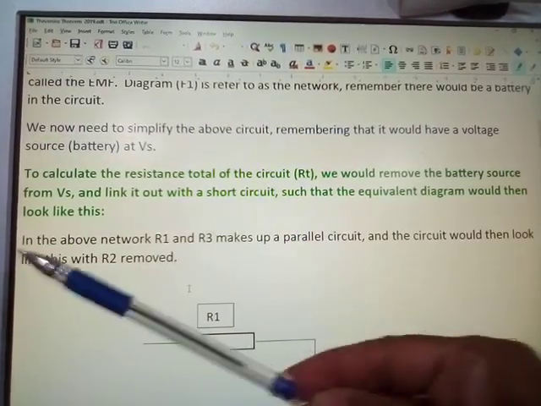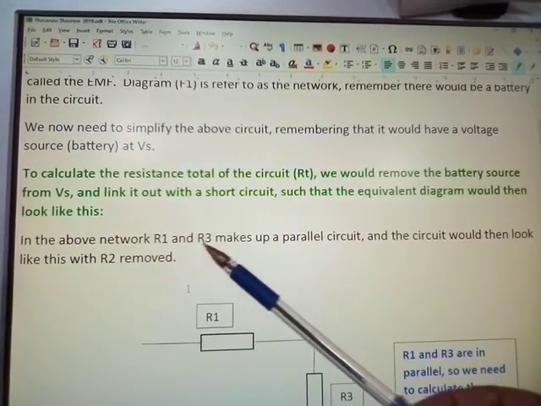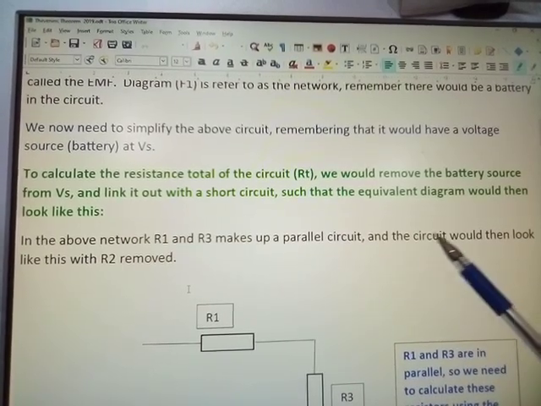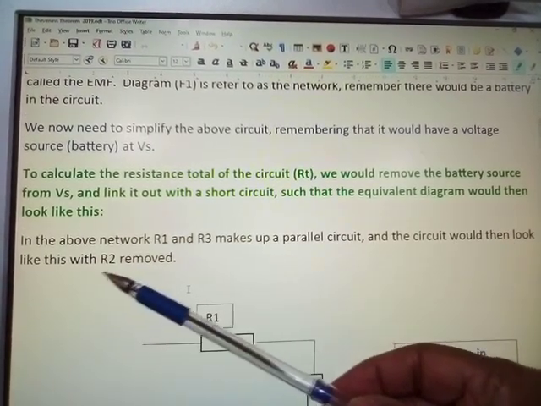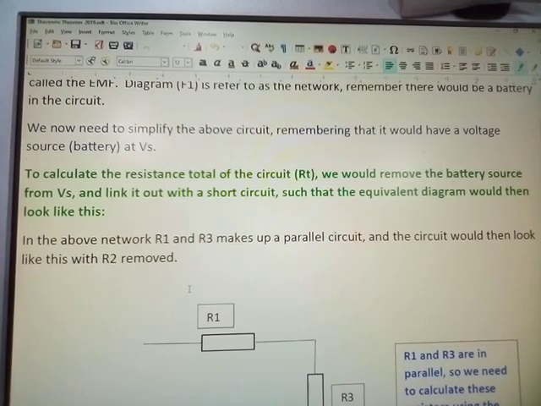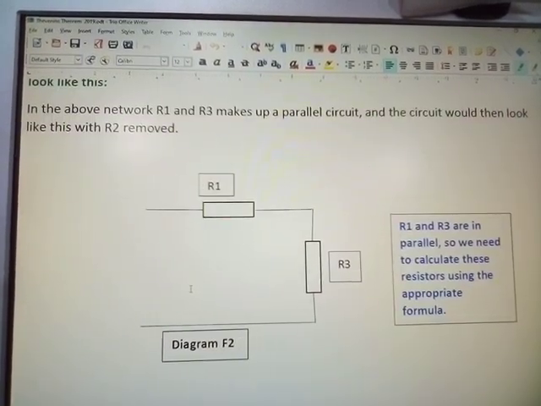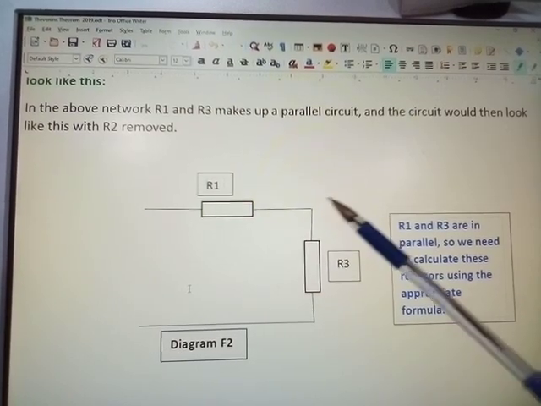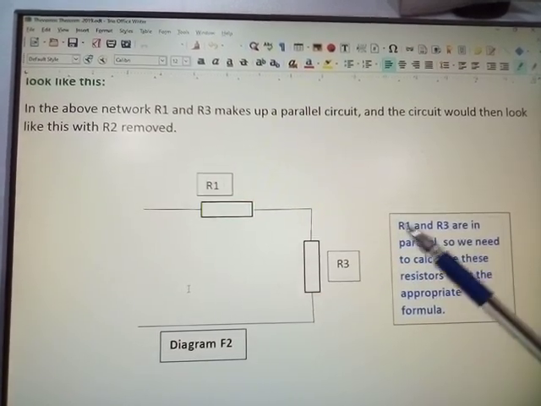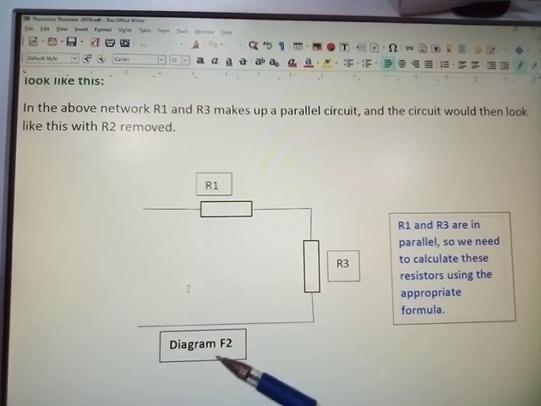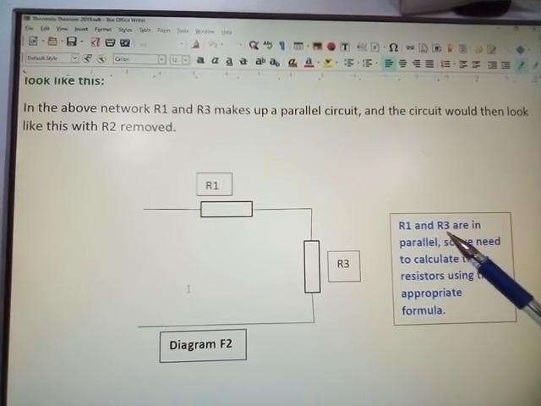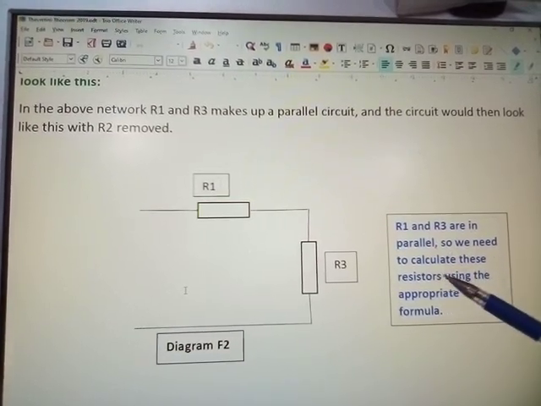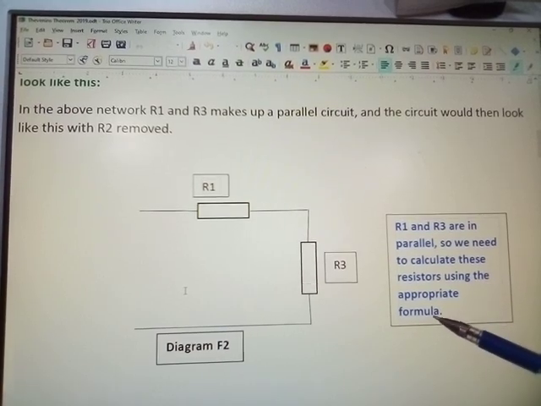Again, just to recap, in the above network, R1 and R3 make up a parallel circuit, and the circuit would then look like this with R2 removed. We have R1 and R3. R2 is no longer here, it has been taken out. This becomes diagram F2. Now R1 and R3 are in parallel, so we need to calculate these resistors using the appropriate formula.